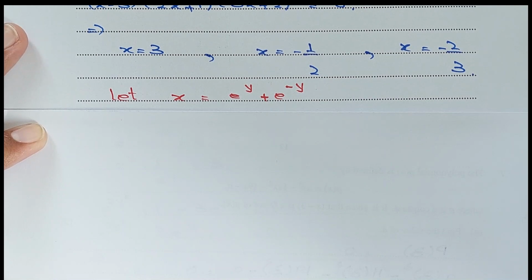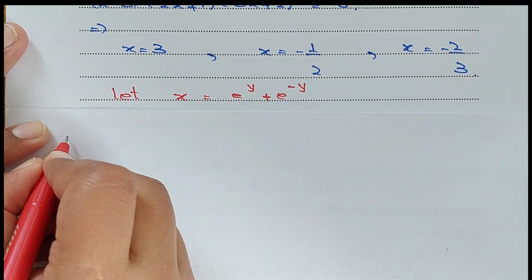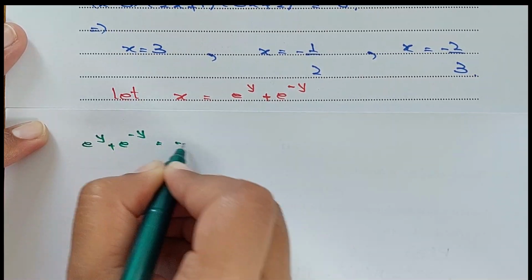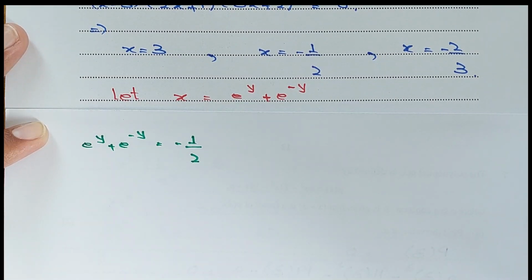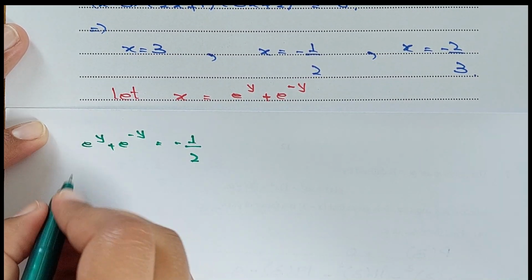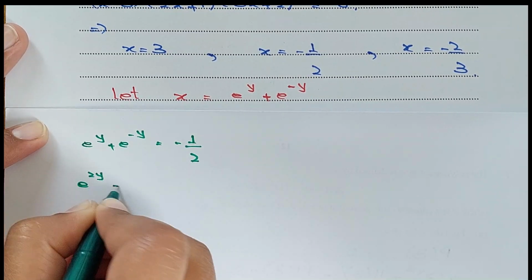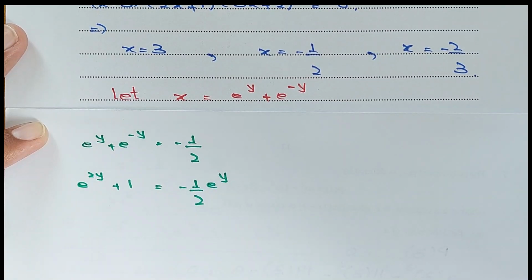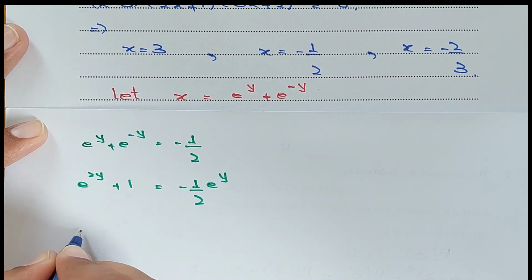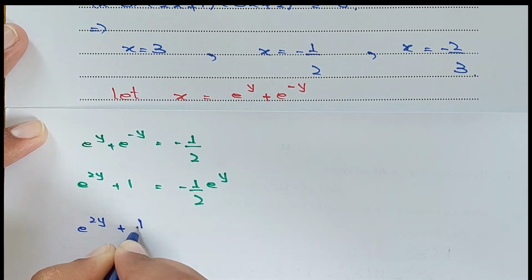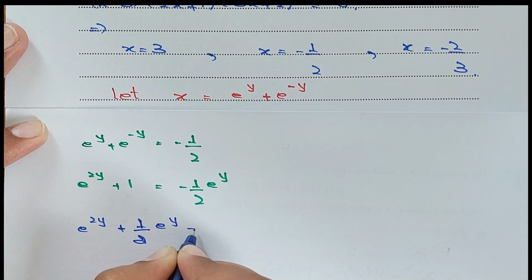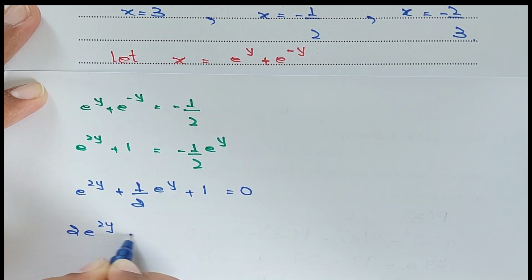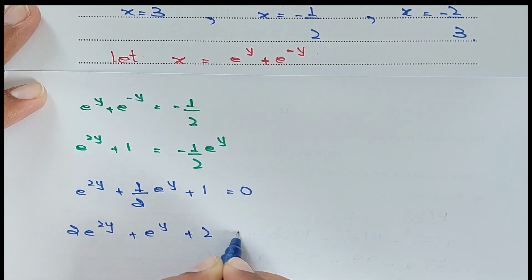Now next, let me replace this x with e power y plus e power minus y is negative 1 by 2. So again we have to multiply by e power y. So we have e power 2y plus 1 equals to minus 1 over 2 e power y. Right? And we have e power 2y plus 1 by 2 e power y plus 1 equals to 0, or we can say 2 e power 2y plus e power y plus 2 equals to 0.